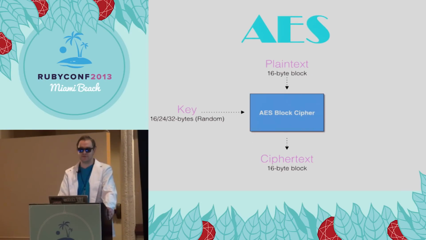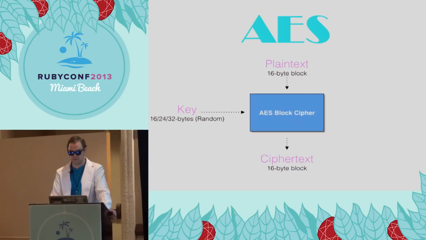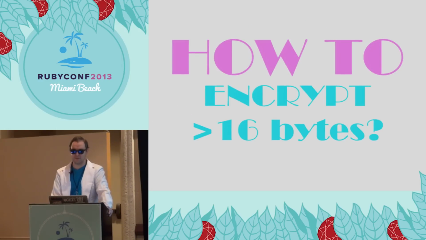It's a block cipher, so it works on fixed size blocks. So we're going to take a 16-byte piece of plain text, and we're going to use a key, which can either be 16, 24, or 32 bytes. You want to generate that randomly. And from that, we're going to get a 16-byte block of ciphertext. So that's all well and good. AES works great. There's just this little problem. How do we encrypt something that is larger than 16 bytes?